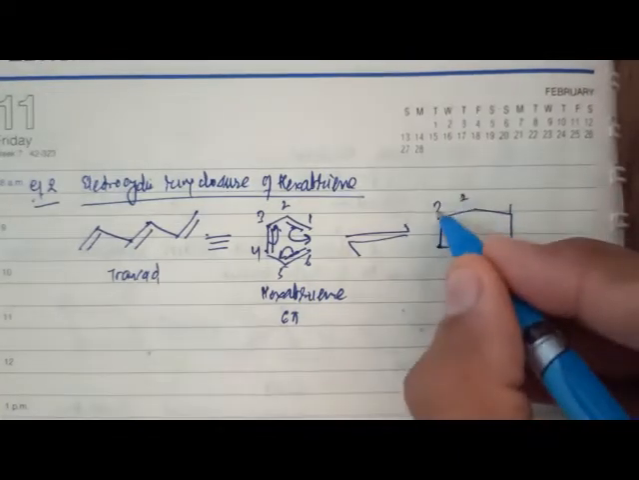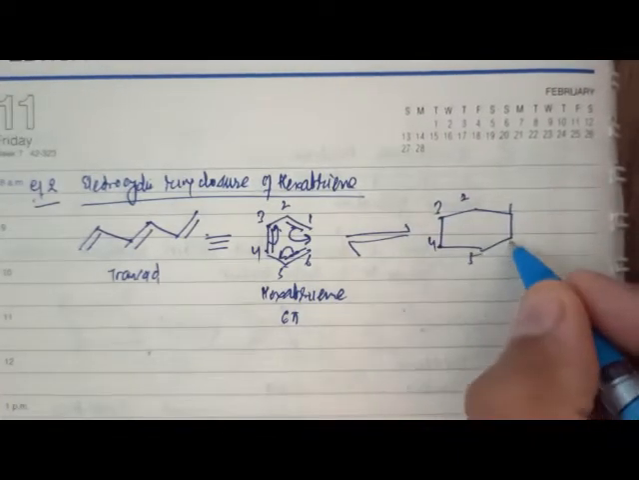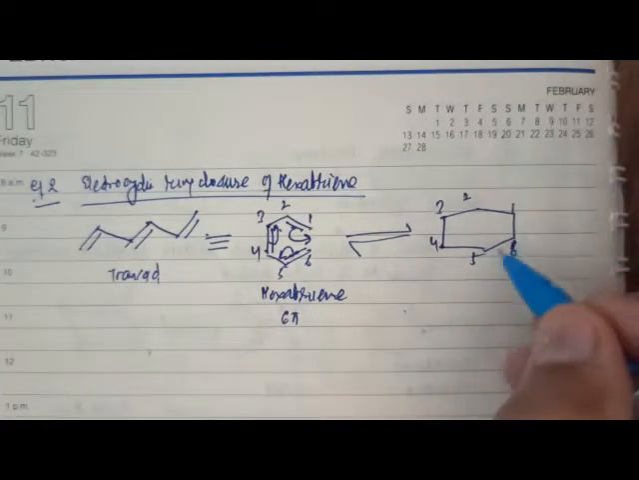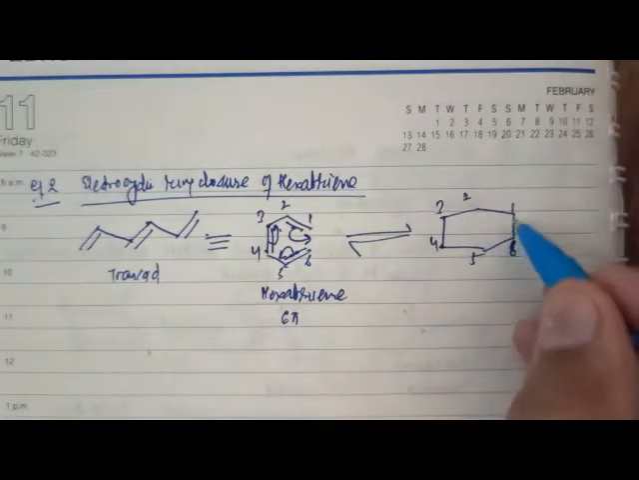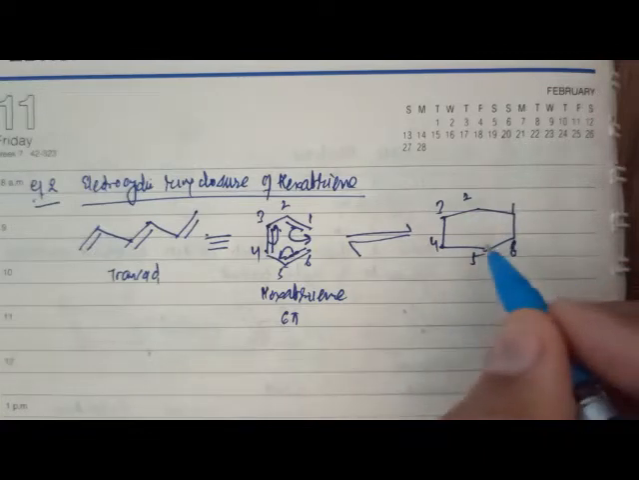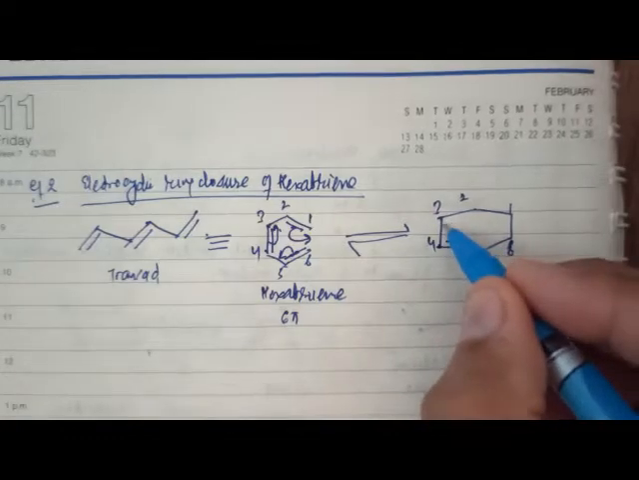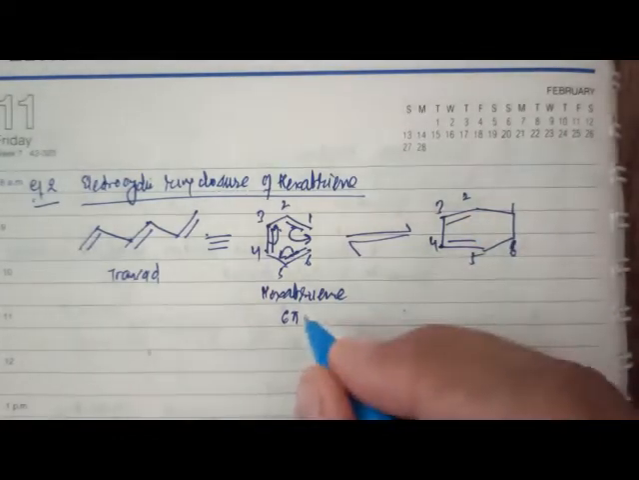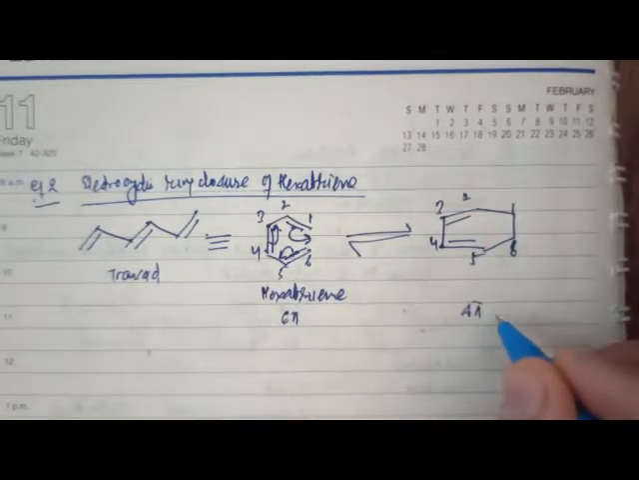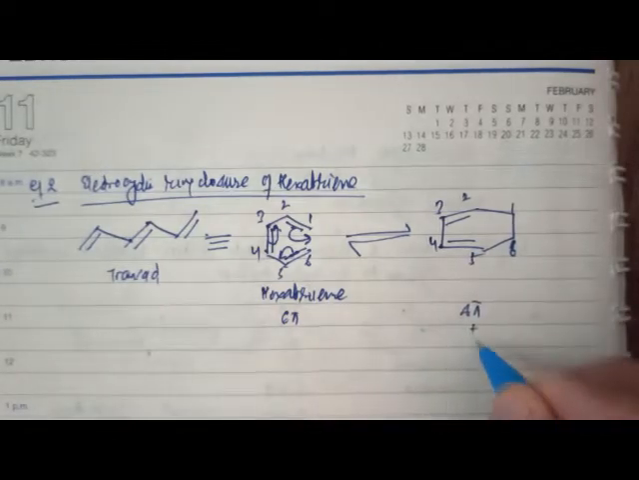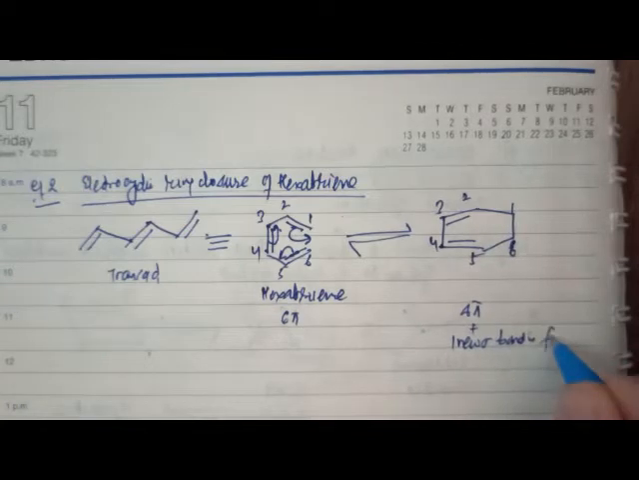1, 2, 3, 4, 5, 6. Let's see where the double bonds came from. The 5, 6 double bond broke and became 1, 6. The 1, 2 double bond broke and became 1, 6. The 5, 6 double bond broke and became 4, 5. The 3, 4 double bond became... And if you look here, now this system is a 4 pi system, and a new sigma bond is formed.